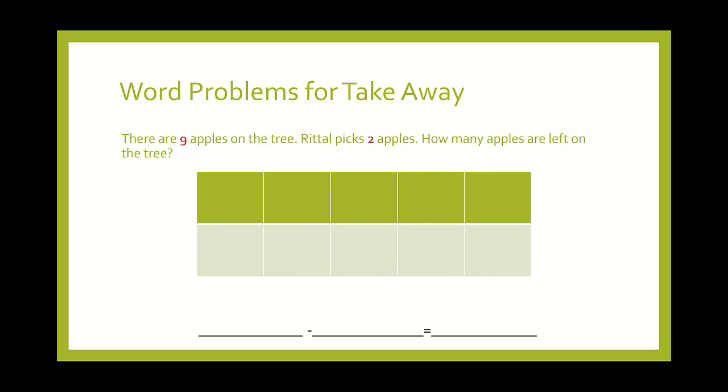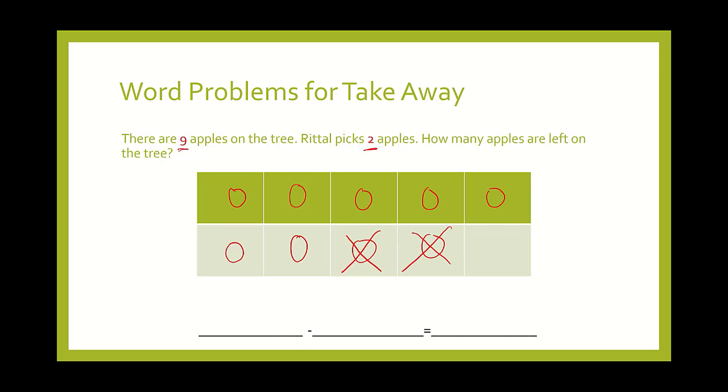So let's do one more problem. It says there are 9 apples on the tree. Rital picks 2 apples. How many apples are left on the tree? So remember, we're going to start with how many we had first. So we had 9. So let's go ahead and count 9. 1, 2, 3, 4, 5, 6, 7, 8, 9. And Rital picked 2 apples. So she picked 2 apples. I'm going to cross out 2 apples. 1, 2.